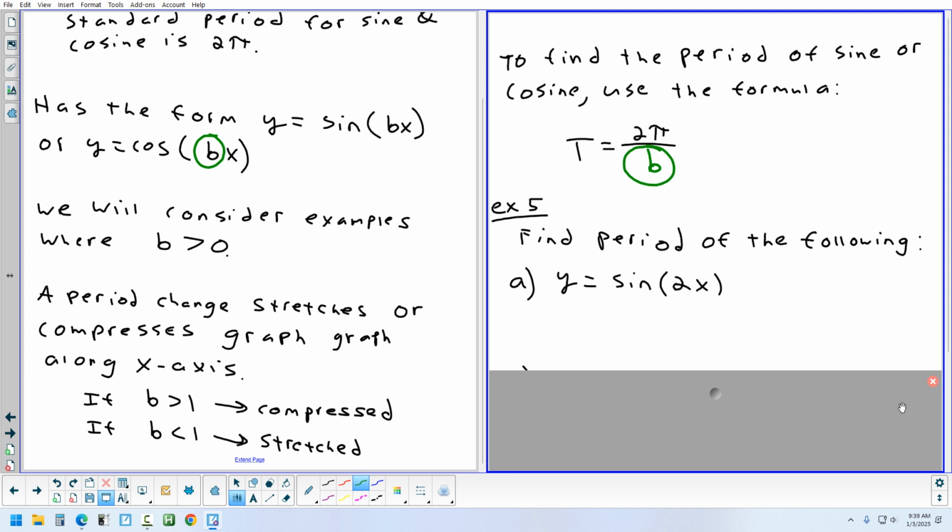So let's try this one. Capital T, I don't know why they use that to represent the period. It's just being consistent with what our book uses and most other books. Okay. So what would be the period of sine 2x?